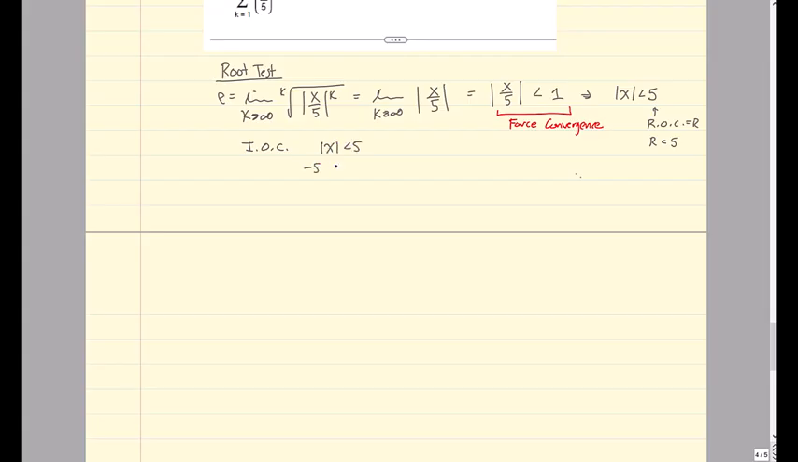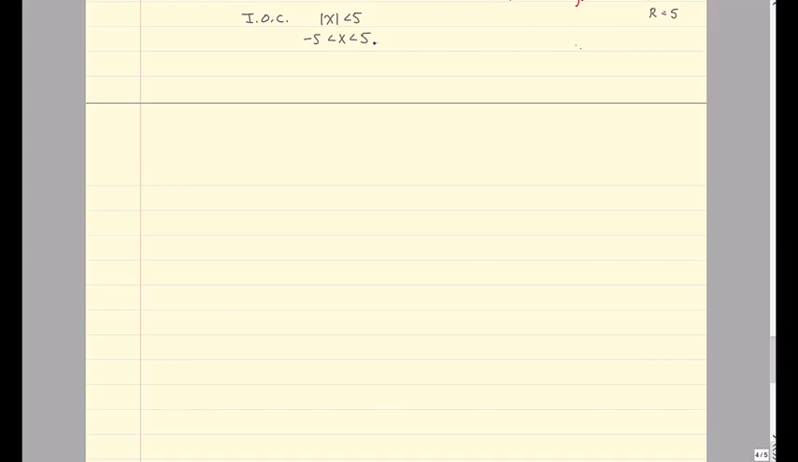The definition there is -5 less than x less than 5. So that means all the values between -5 and 5 would make that a true inequality. But this is not done. I need to check my endpoints. So let's go ahead and check endpoints, x equal -5 and x equal 5.